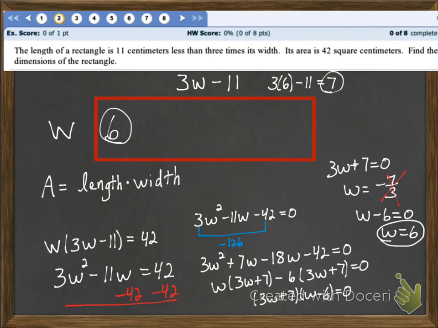Okay, hopefully this example helps you as you're going through some of these word problems. Sometimes you're given the equation, other times like this we have to use the information to come up with the equation.